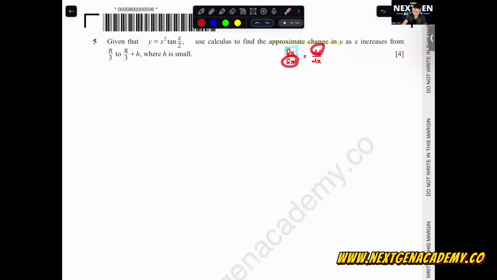So we need to find all the others. Okay, we need to find what is delta x and then what is dy over dx. Okay, first one, we've got y equals x squared tangent x over 2. Let's find what is dy over dx first. Let's differentiate this. This is why we use a product rule.